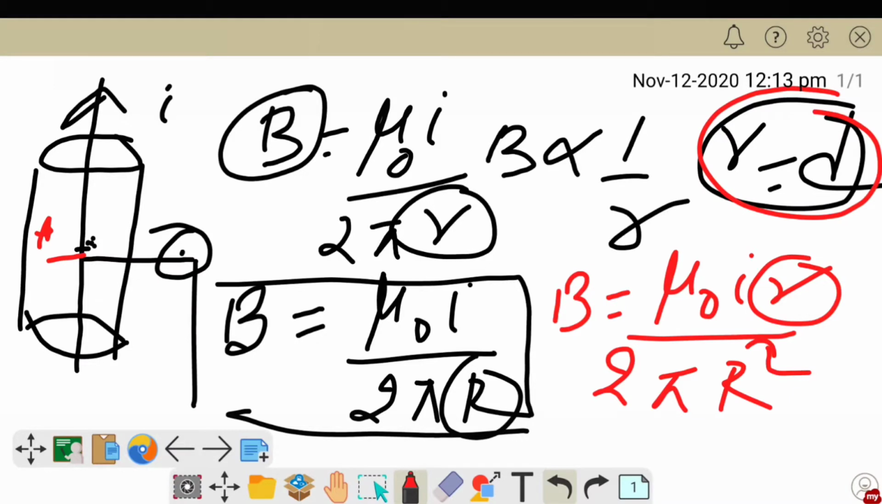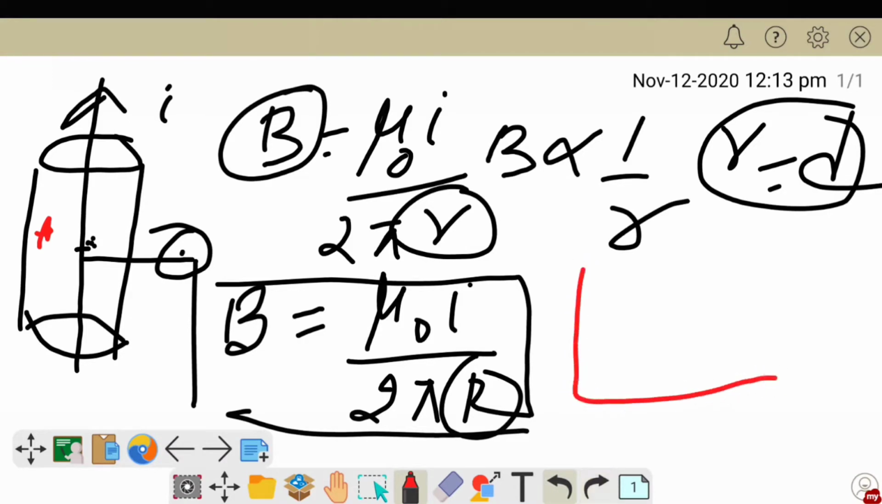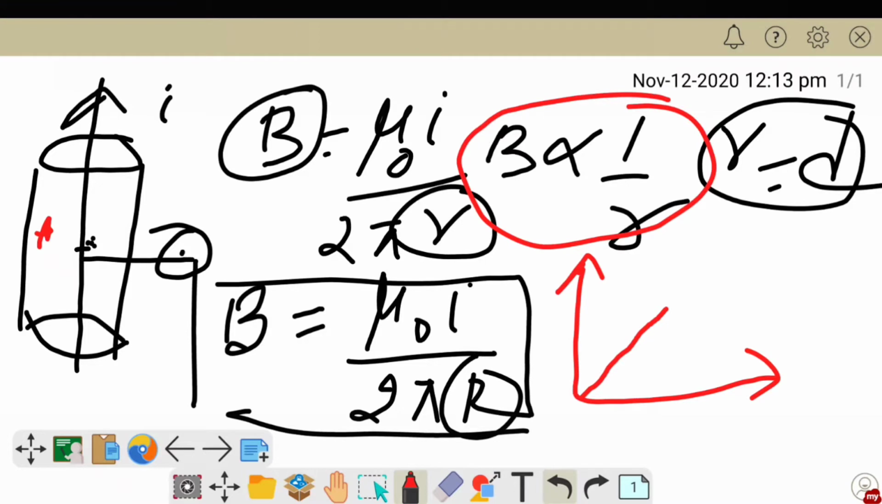So inside, you can see that magnetic field is directly proportional to r. If two quantities are directly proportional, you will get a straight line. So using that knowledge, in the inner region the magnetic field will be directly proportional, so it is a straight line, and in the outer region, since B is inversely proportional to r, you will get a curve like this.